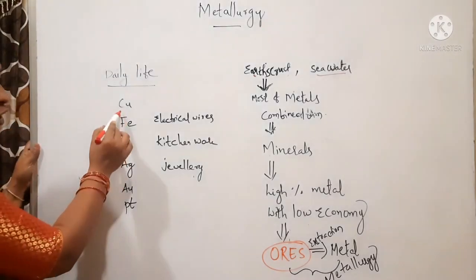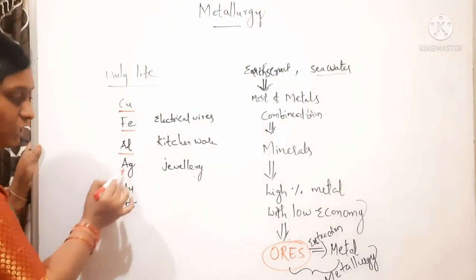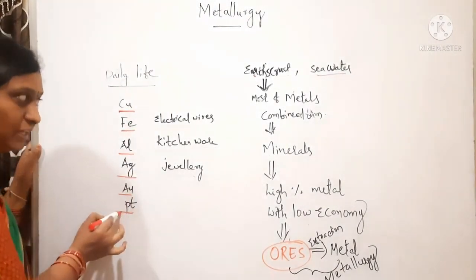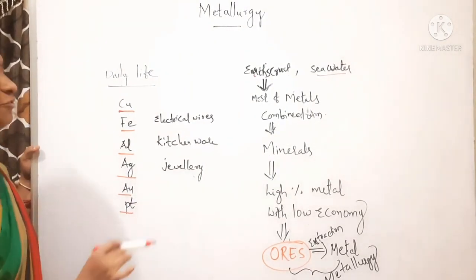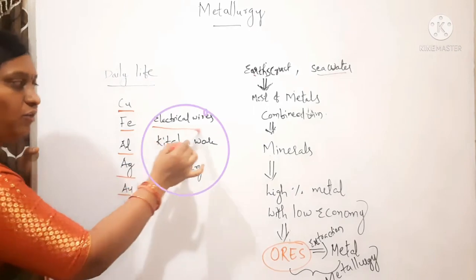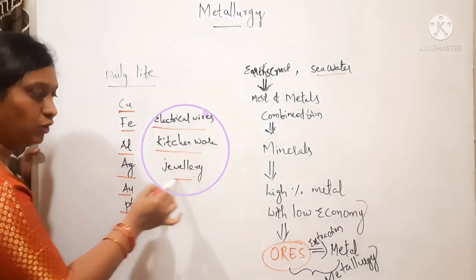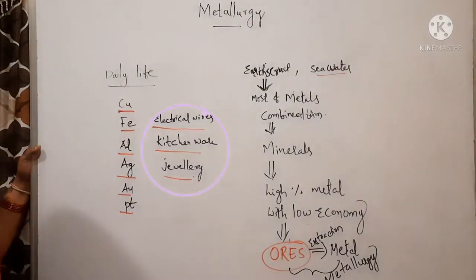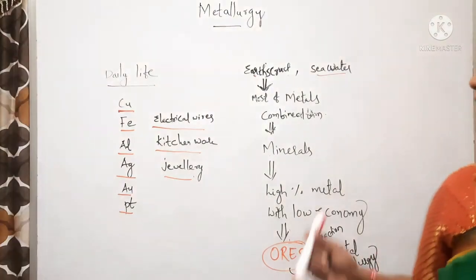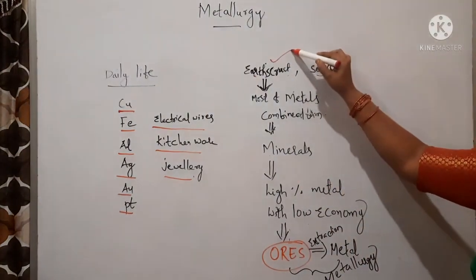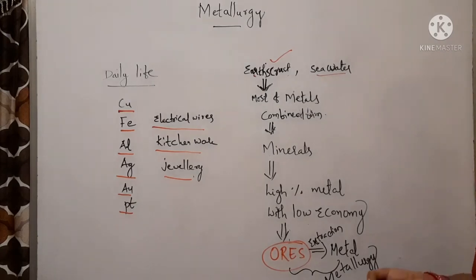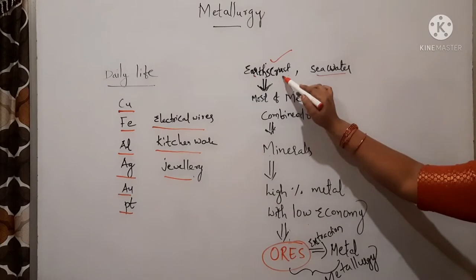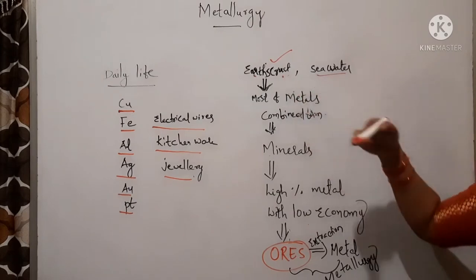Yes, you observe copper, iron, aluminium, silver, gold, platinum and a few other metals in every walk of your life, like in electrical wires, kitchenwares and jewelry. Where are these metals obtained from? These metals are obtained from Earth's crust. Earth has parts like crust, mantle and core, which you study in your social studies. In that Earth's crust, you will obtain metals.